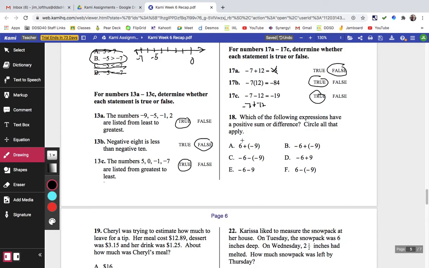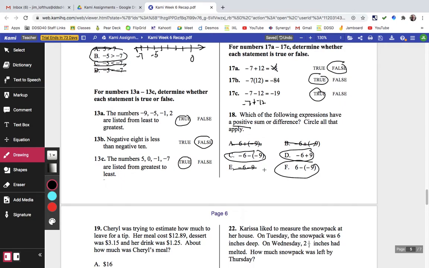Which of the following expressions have a positive sum or difference? Circle all that apply. So we're looking for the positive. So that's not that one. Not that one. This one would be +3. This one would be +3. Not this one. And this one would be +15. So those three are the correct answers.